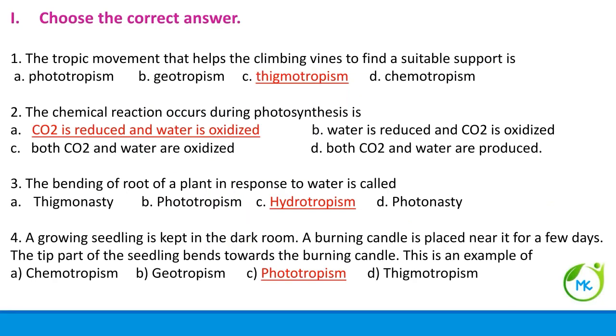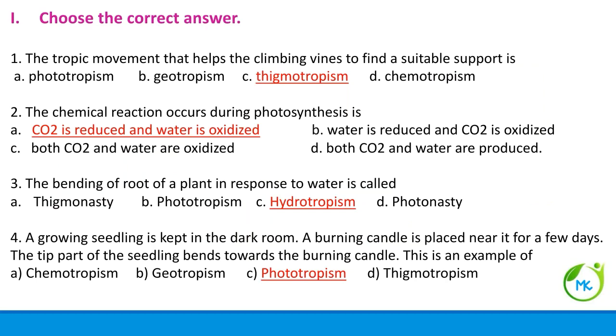First Roman number, choose the correct answer. The tropic movement that helps the climbing vines to find a suitable support. So they have given the various options. So climbing vines, they have weak stem. So based upon the stimulus called touch, using the support, the climbing vines grow. So the correct answer is thigmotropism.